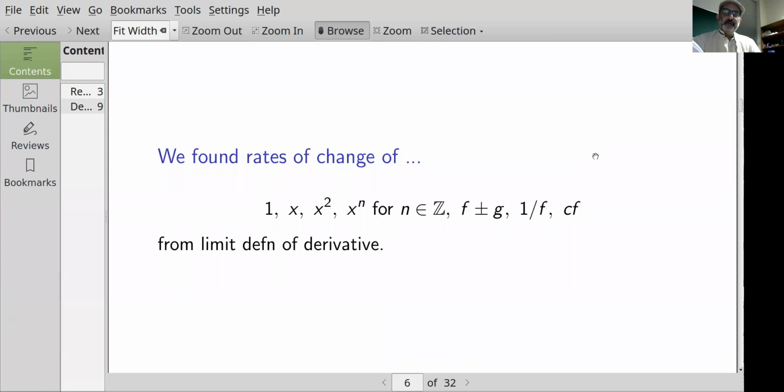And we have already found the derivatives of 1, x, x squared, x to the n for n an integer. And if we know the derivatives of f and g, then we know how to find the derivatives of f plus g, f minus g, 1 over f, when f doesn't take the value 0, and c times f.